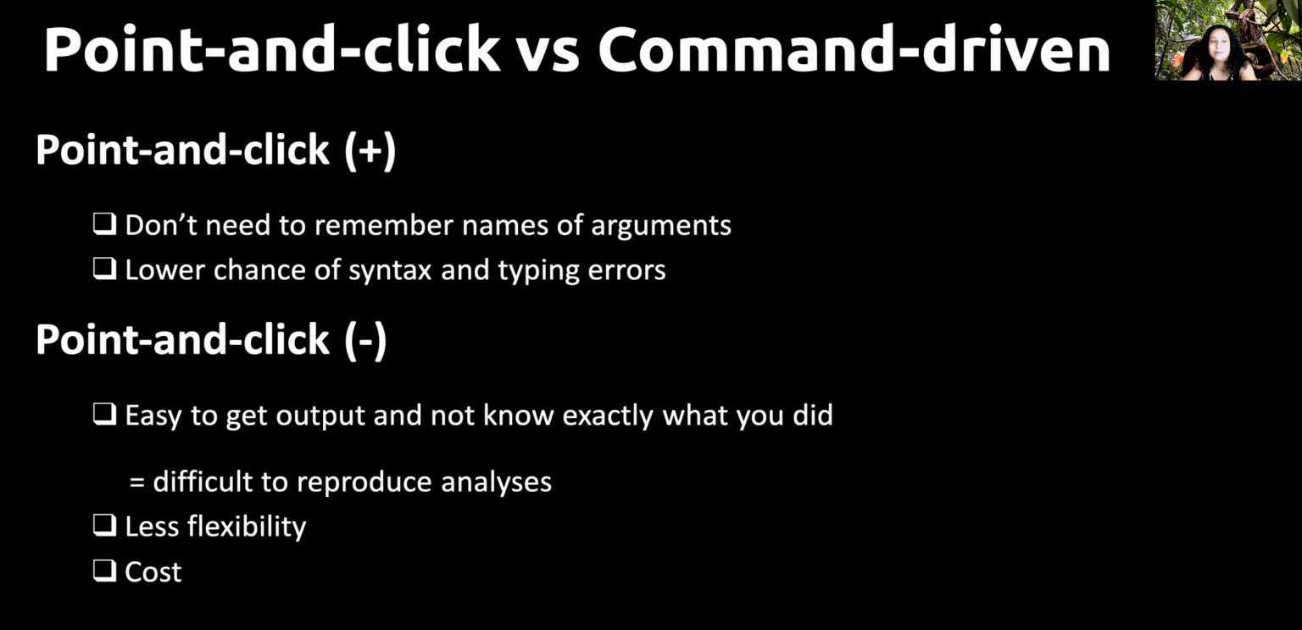In contrast, if you're using point and click software, it has great advantages, including that you don't need to remember names of the arguments and you have lower chances of syntax and typing errors. But one of the major disadvantages of point-and-click systems is that you can easily get an output by clicking on certain menu options, but you don't know exactly what was going on behind the scenes and what you did. So often the reproduction of the analysis that you have conducted is very difficult. So reproducibility is a big obstacle.